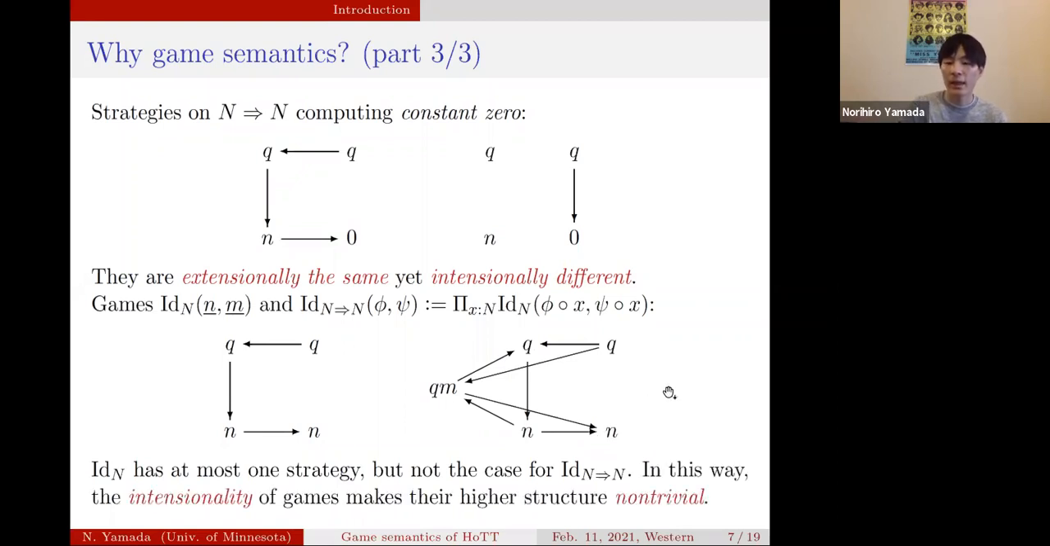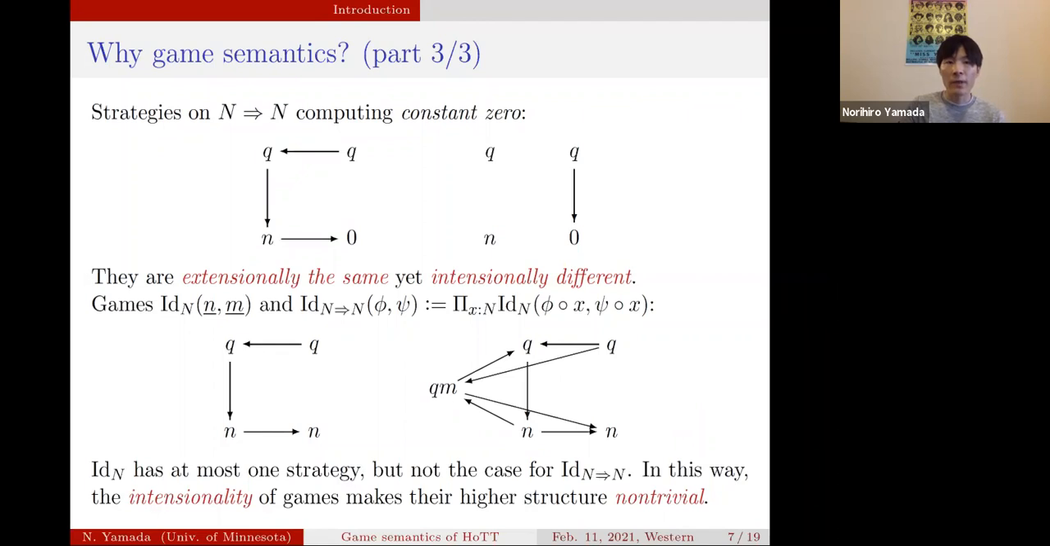So this is a glimpse of the rich higher structure of game semantics coming from its intensionality, and that suits as an interpretation of the rich higher structure of homotopy type theory. That's an illustration of my last point, why I chose game semantics as a computational interpretation of homotopy type theory.